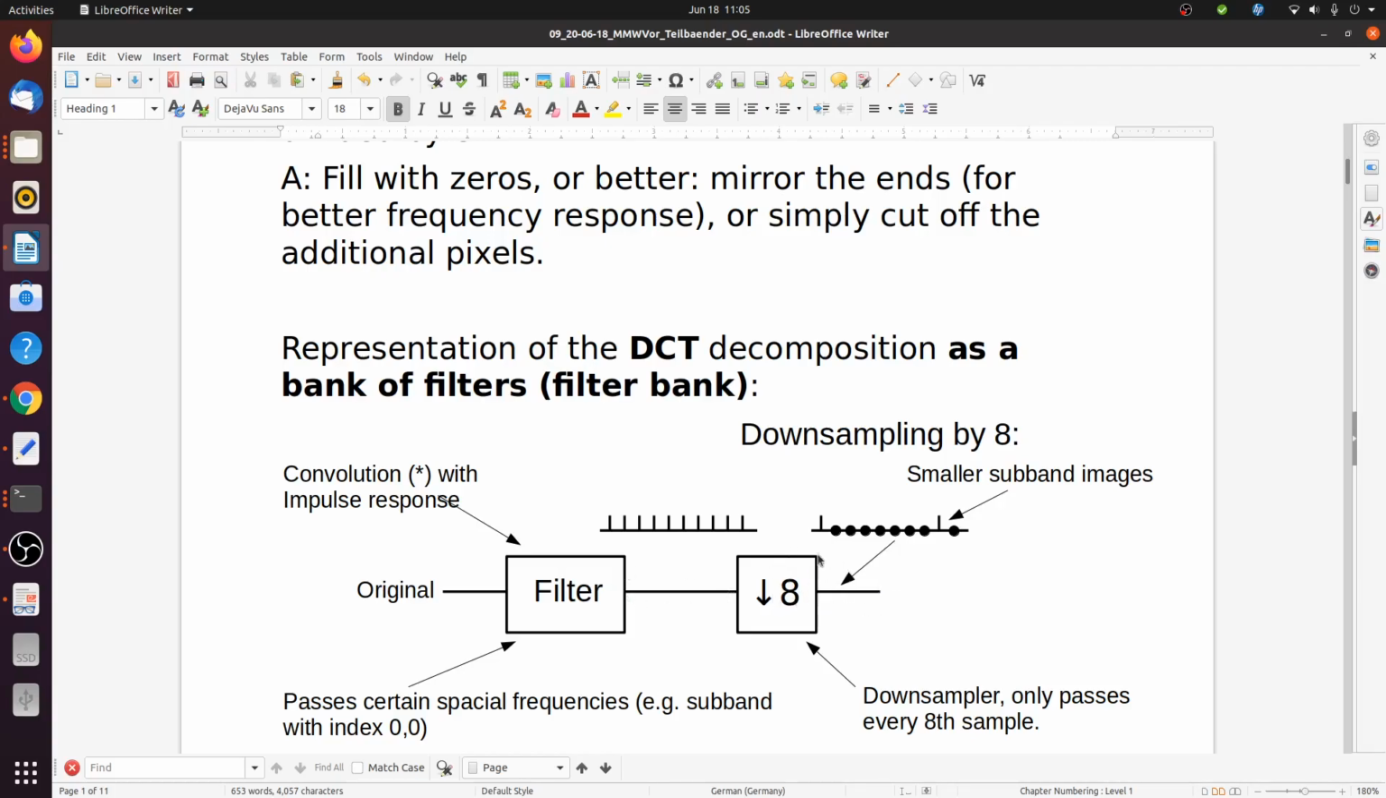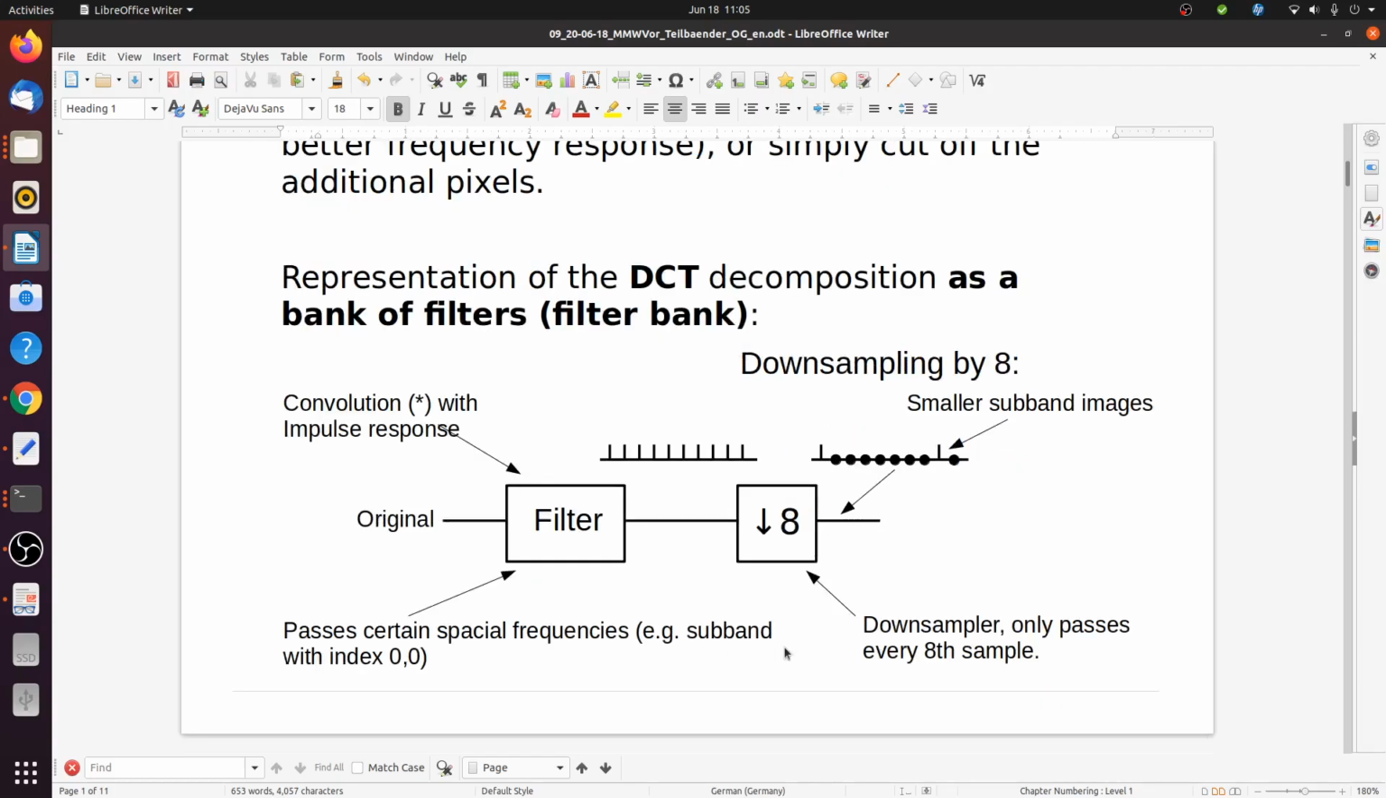Right? Because without this downsampling by 8, for each subband we would have exactly as many output samples as we would have input samples, which means the subband images would have the original size. And we already saw that the subband images have a size which is 1/8 along the edges. So that means we have a downsampling in the processing, right? By just processing blocks of size 8 by 8, implicitly in this filter bank representation, this means a downsampling by a factor of 8.